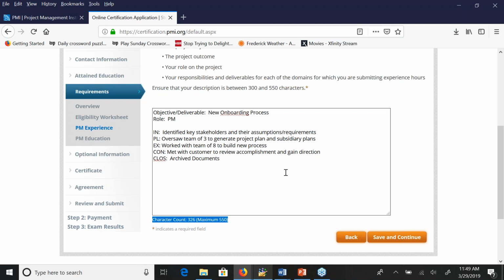A lot of people look at the character limitation as being horrible. It's not. I got it all done for this one particular project here with 326 characters. Done. Yeehaw! So this one kicked it.